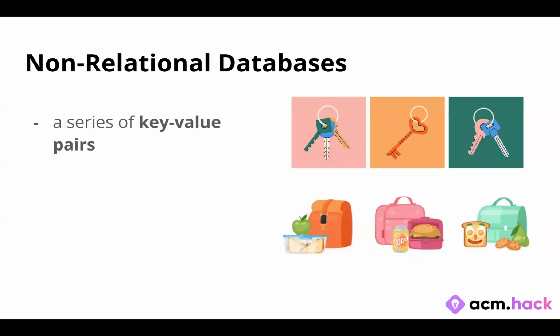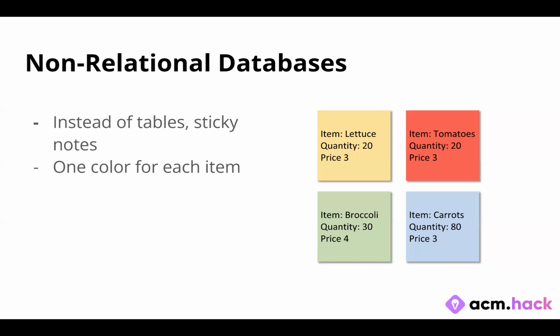The way to think about this is that what non-relational databases store, instead of tables, is a series of key value pairs. And if you've never heard that term before, don't freak out. Essentially, you have a key. In this case, the key is the color of the sticky note. It's unique, it's the identifier of every one of these documents. And you have the value: everything that's written on the sticky note is the value.